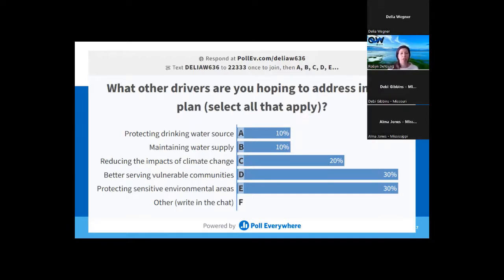Okay, this is looking good. So better serving vulnerable communities and protecting sensitive environmental areas are the top right now. And integrated planning is a perfect way to do that, because one of the processes within the integrated planning framework is stakeholder engagement. And this stakeholder engagement is going to be the key, as Lou McMahon said, to success when it comes to getting buy-in down the road.